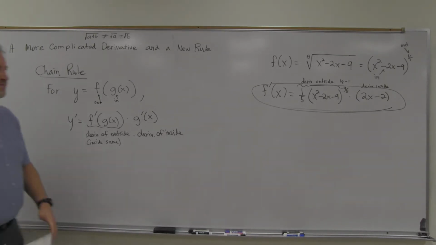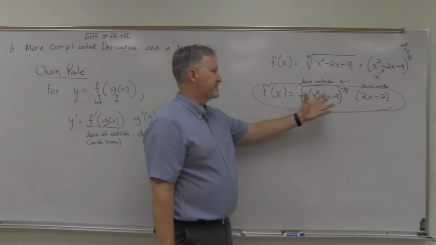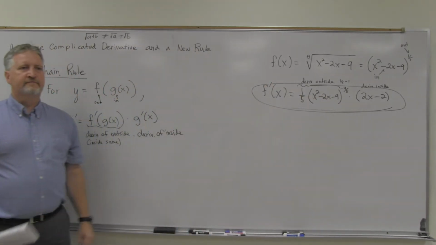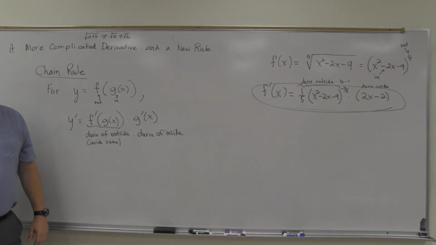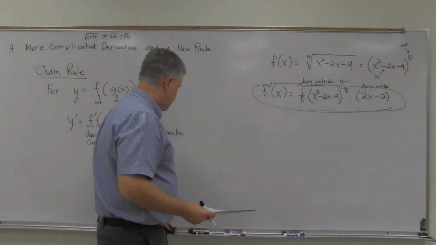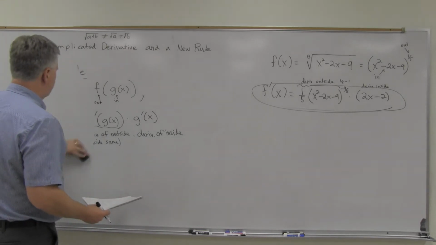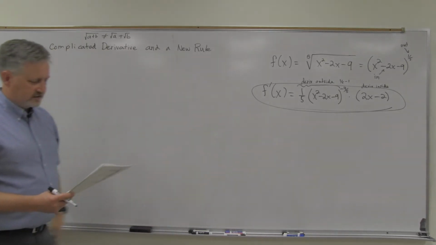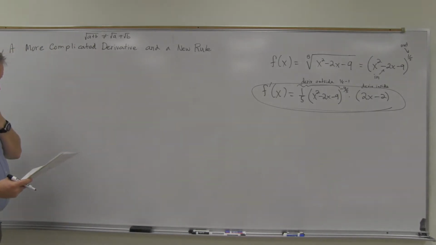You can clean it up a little bit. I mean, you can make the negative exponent positive with 2x minus 2 on top, but I'm okay with that. All right? All right, now, when we get to the trig functions, let's talk about this chain rule with some trig functions, because that's another place you'll see these a lot.